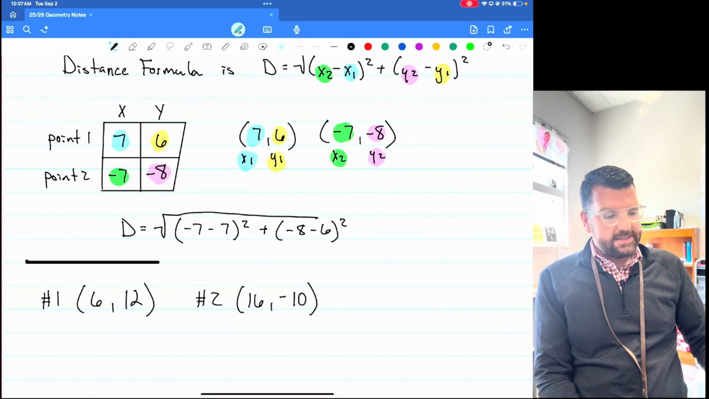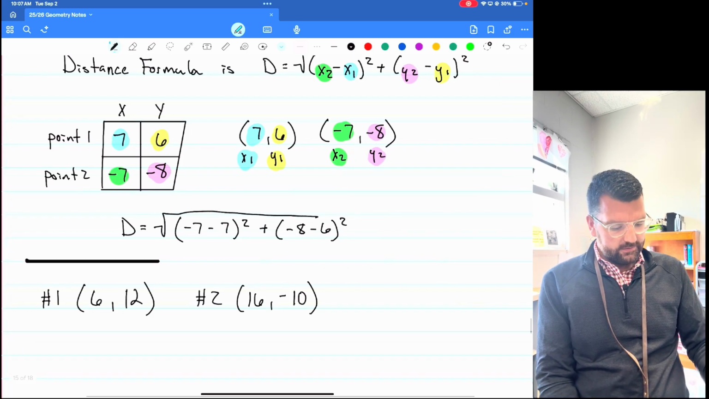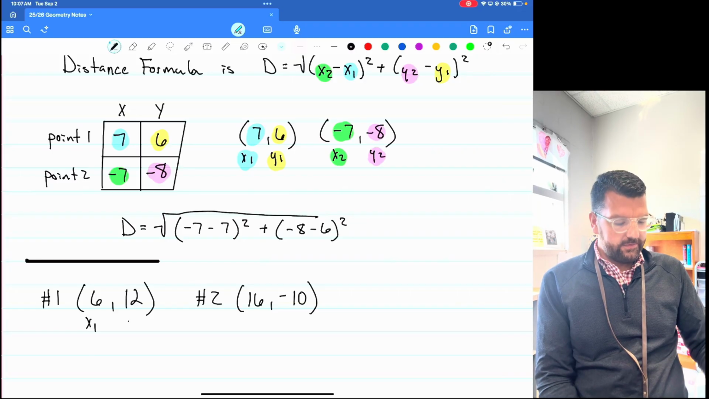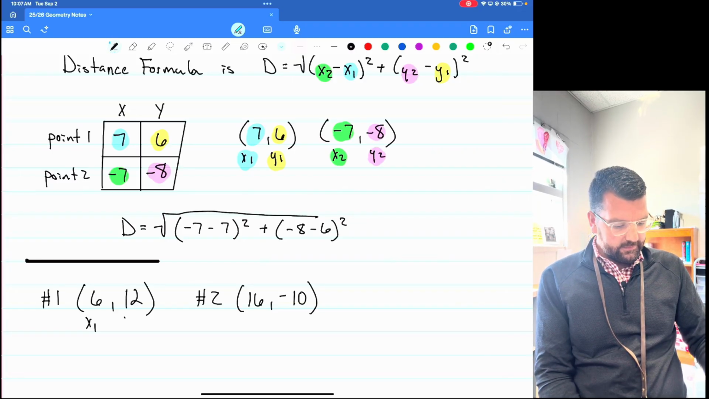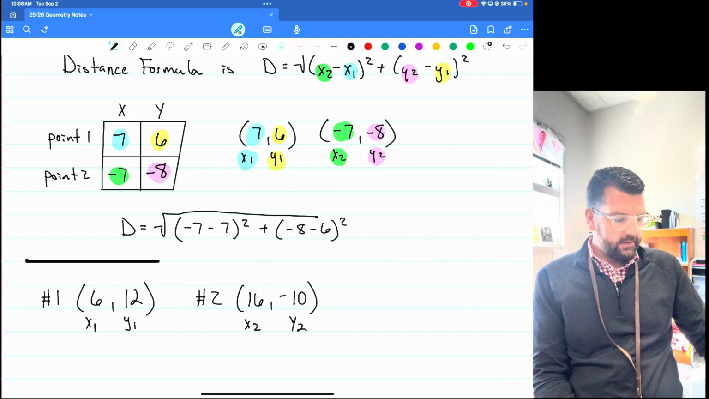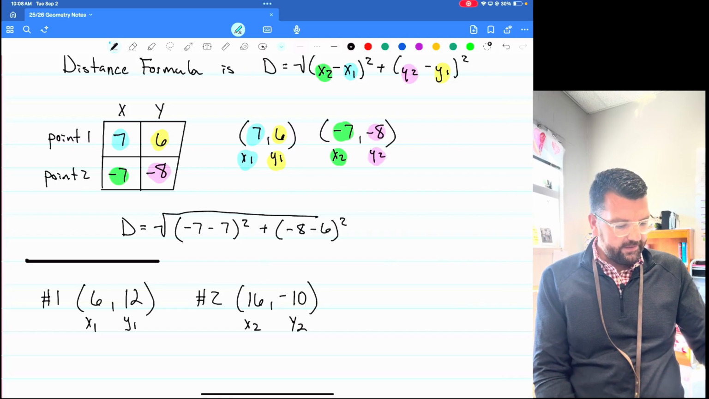I can take the information that I know now. What is my x1 value? What's my y1 value? What's my x2 value? And my y2? Okay. I've got the parts that I need to build the formula.